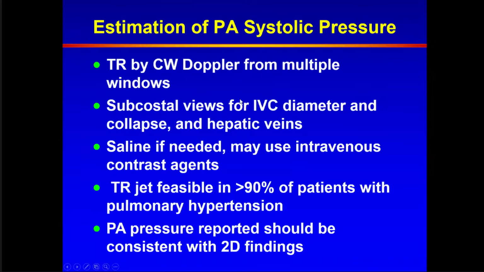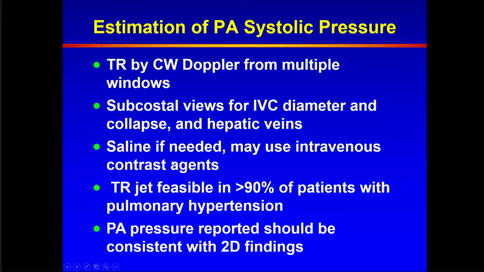So we rely on the TR jet, which we try to get from multiple windows by continuous wave Doppler with good alignment. You've already heard about the parasternal short axis view at the aortic valve level. You heard about the apical views. You heard about the subcostal views. We look at the subcostal views for IVC diameter, its collapse, and hepatic veins. We need this piece for RA pressure. I'll get into details with that shortly.